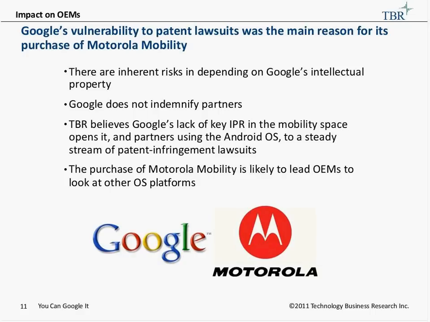suggests to us and Google's partners that there are inherent risks in depending on Google's intellectual property or its ability to indemnify partners from lawsuits related to the Android OS. Google fights IP lawsuits aggressively and has provided legal resources to partners, but it does not indemnify partners. We believe that Google's lack of key IPR in the mobile space opens it and partners using the Android OS to a steady stream of patent infringement lawsuits and could ultimately slow Android's growth as OEMs are forced to deal with patent holders on a case-by-case basis.